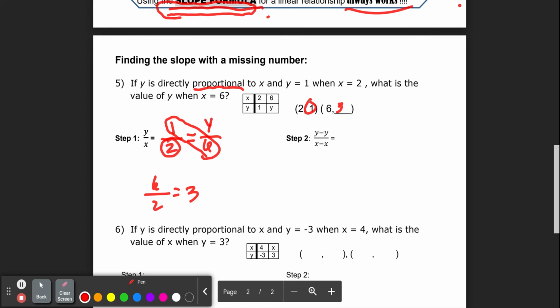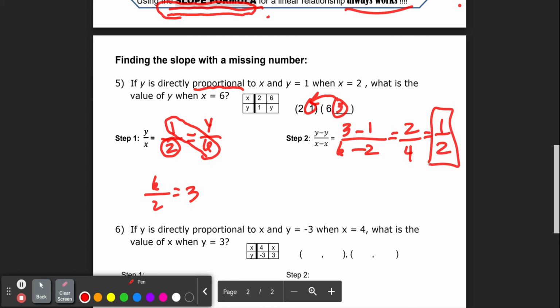So we circle, circle, dash, line, dash. And again, I'm going to go right to left just to eliminate the negatives. So 3 minus 1 and 6 minus 2. 3 minus 1 is 2. 6 minus 2 is 4. And 2/4 reduces to 1/2. And that would be my slope now.